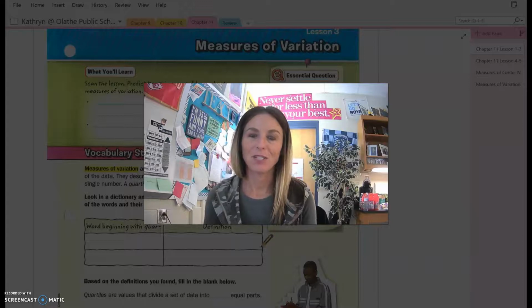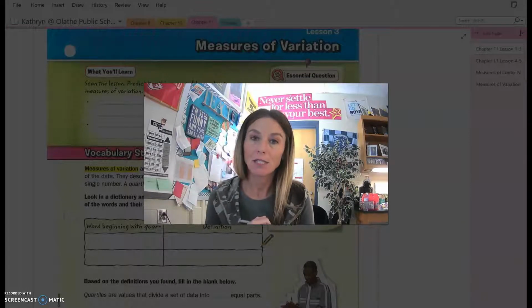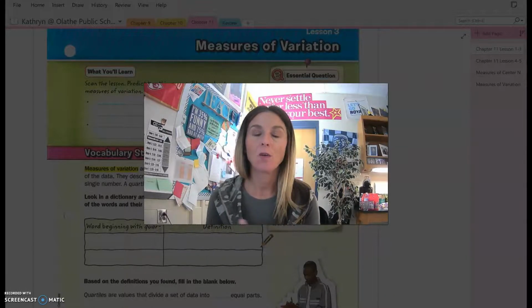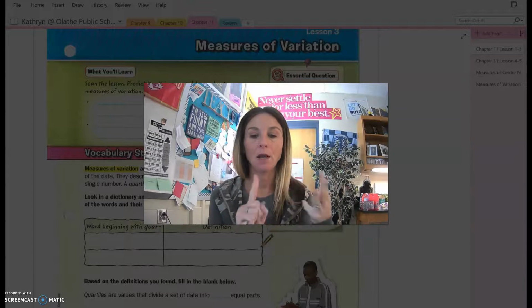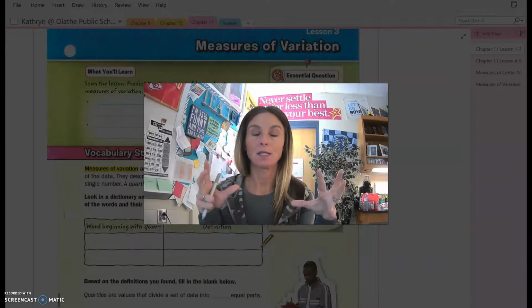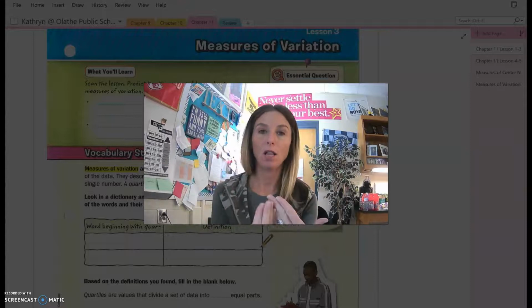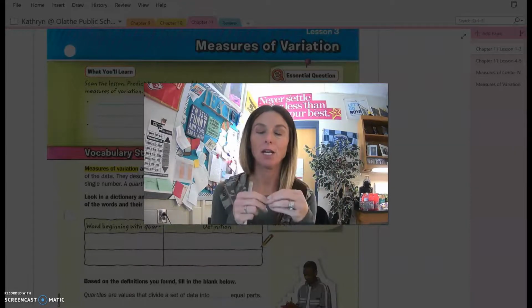Alrighty, sixth grade mathematicians, here we are. We're going to be taking a look at chapter 6, lesson 3. We're going to be taking a look at measures of variation. So we looked at measures of center, which deals with mean, median, mode. We talked about a statistical question. So now we're going to bring it all back together and take a look at another piece of data.